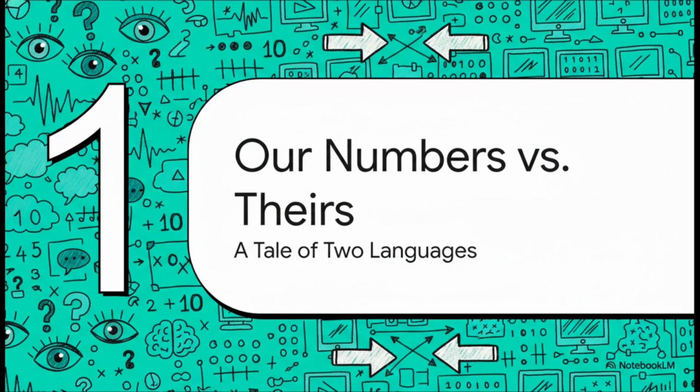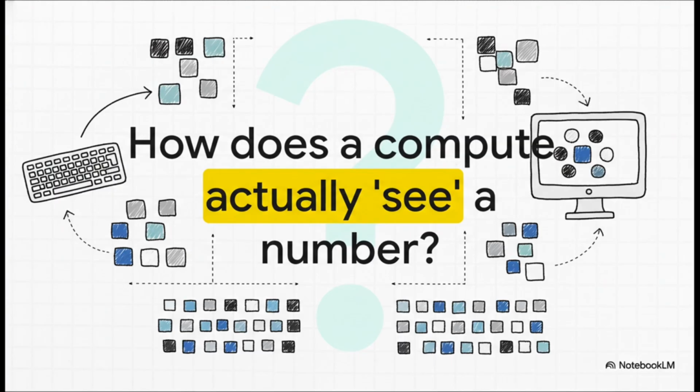All right, let's jump right in with a little puzzle. This one really gets to the heart of the huge difference between how we think and how a computer, well, thinks. It's kind of like a tale of two completely different languages. So let me ask you something. When you type a number on your keyboard, what does the computer actually see? I mean, what's really going on under the hood? The answer? Well, it's probably not what you think.